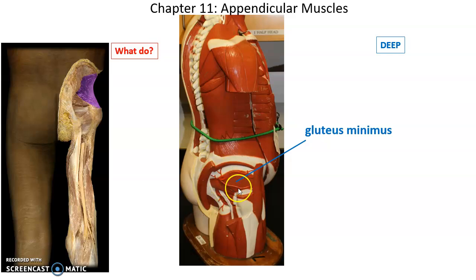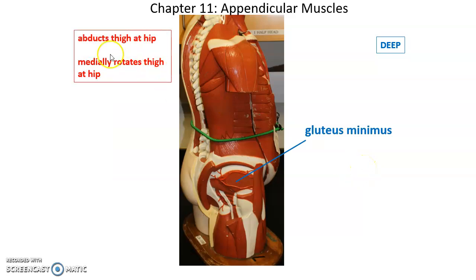Then we have Gluteus Minimus. Gluteus Minimus is underneath Gluteus Medius. And Gluteus Minimus does the same things. It abducts the thigh at the hip, and medially rotates the thigh at the hip, so it twists it medially or inwardly.